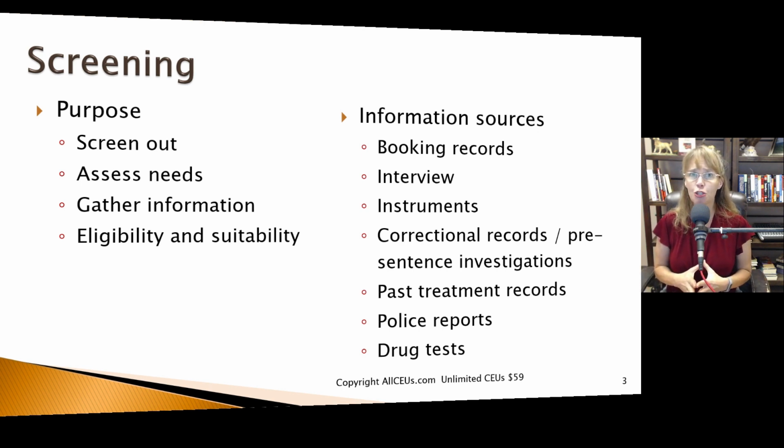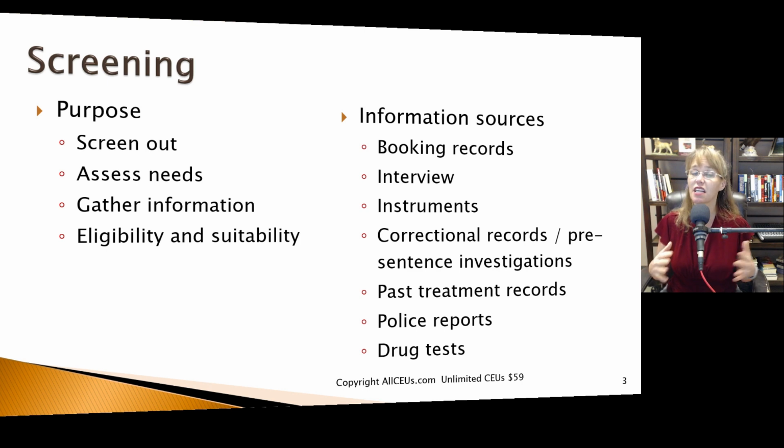We also want to evaluate eligibility and suitability for different programs. A lot of jails and prisons have a variety of different programs, and based on their criminal history, their substance use issues, and their mental health issues, they may be more or less suitable to certain programs or certain pods. How do we get all this information? Well, obviously we're going to talk to the offender themselves. We also want to look at booking records, to find out how long the person's criminal history is. We want to use some screening instruments to identify needs and perceptions of things. We want to look at pre-sentence investigations.